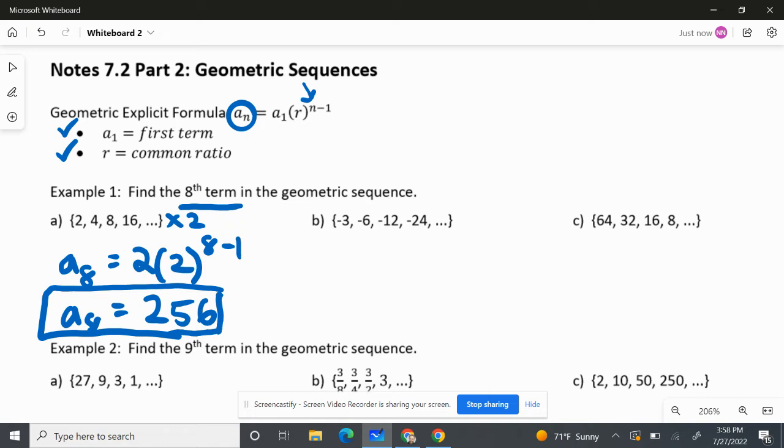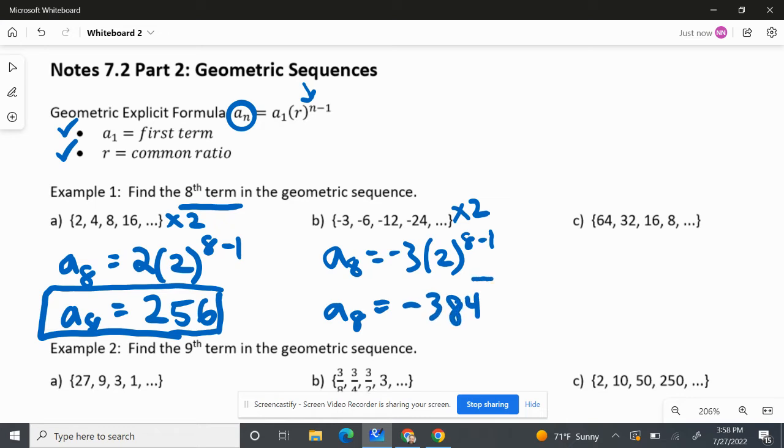Now for the next one, we're going to find, once again, the 8th term. Our first term is negative 3. Notice that we're multiplying it by 2. So what we're going to have is negative 3 times 2 to the 8 minus 1. Following order of operations, 2 to the 7th power, we're going to times it by negative 3. And that right there gives us the answer, negative 384.